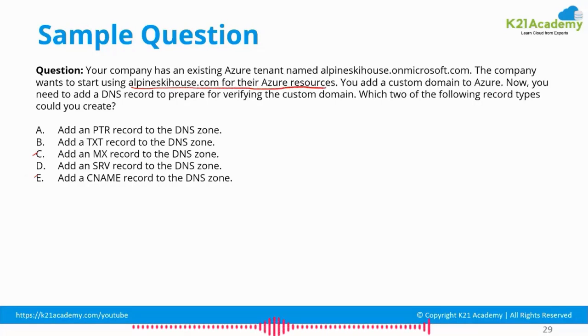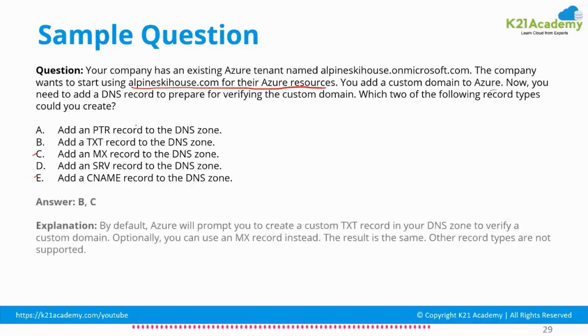Okay, you had a custom domain. Now you need a DNS record. So let's see. All right, the answer is B and C. By default, Azure will prompt you to create a custom TXT record in your DNS zone to verify the custom domain. Optionally, you can also create an MX record instead. The results are the same. Other record types are not supported.